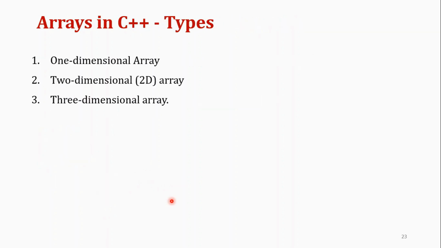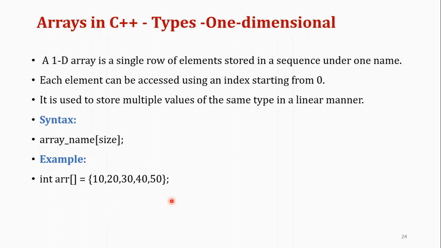So we have three types of arrays in C++: one-dimensional array, two-dimensional array, and three-dimensional array. Let us see them one by one. A one-dimensional array is a sequence of elements under one name. This is what we discussed in the beginning. This is an example of a one-dimensional array: a sequence of elements in a single row is called a one-dimensional array.